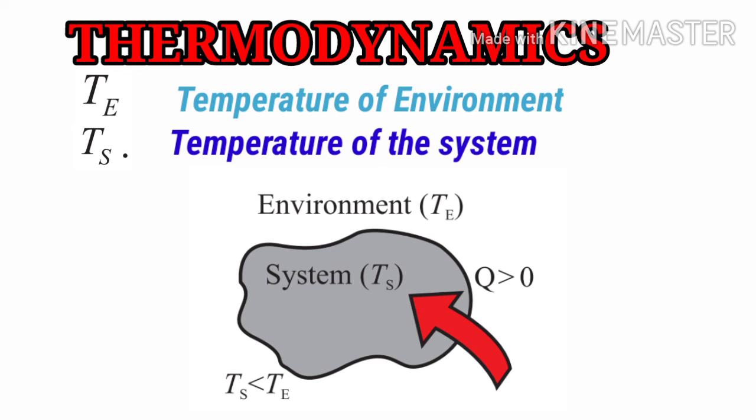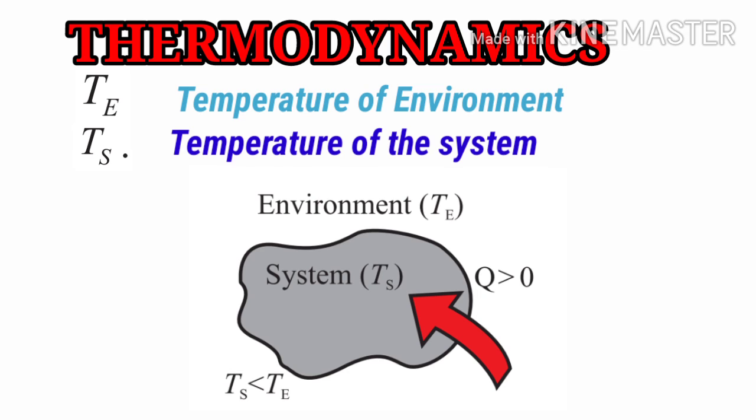So students, you may have a question in your exam: explain the energy flow into the system. First of all you have to draw a well labeled diagram. The system, the environment and the boundary, these three things you have to indicate in your diagram. Then you have to explain the notation: TS is the temperature of the system, T is the temperature of the environment, and Q is the heat transfer between the environment and the system. These three things you have to write one by one in a systematic manner.